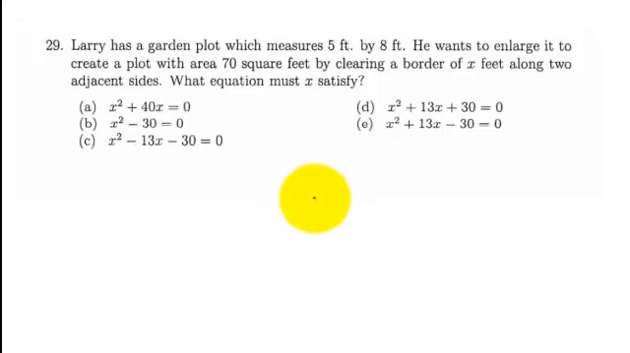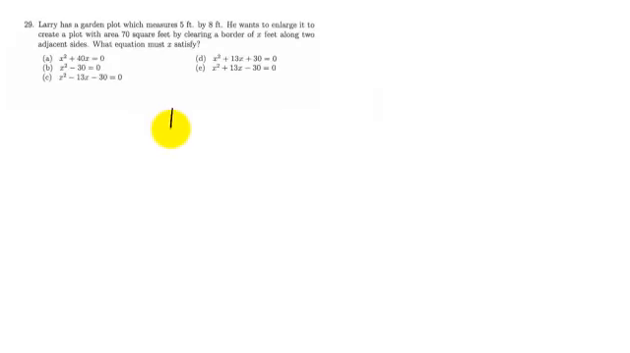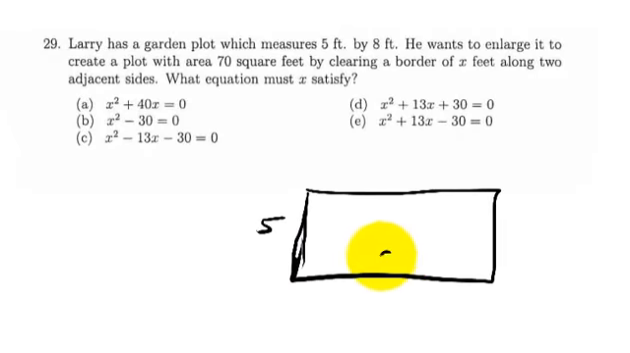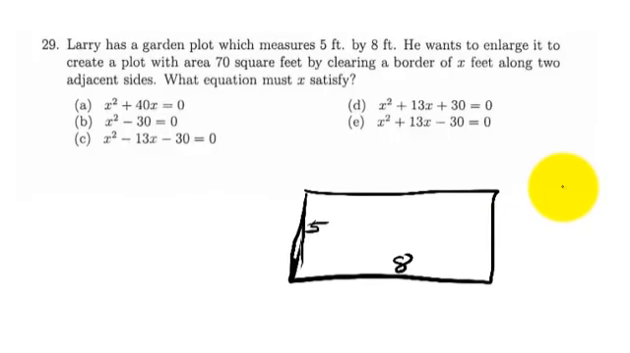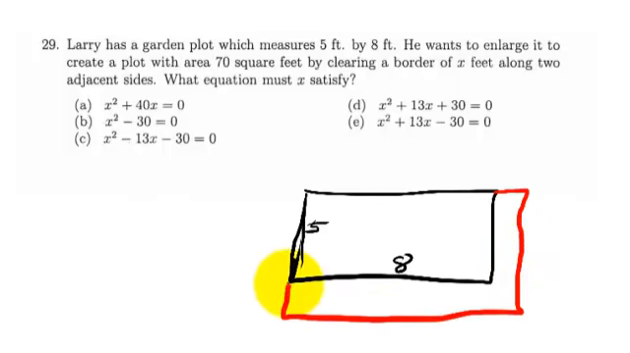Okay, well, right now what we have is this garden plot, which is 5 feet by 8 feet. That's 5 by 8. And what I want to do is add x feet along two of the sides. So let me change colors. Add that amount. And this distance here is x. And that's x.